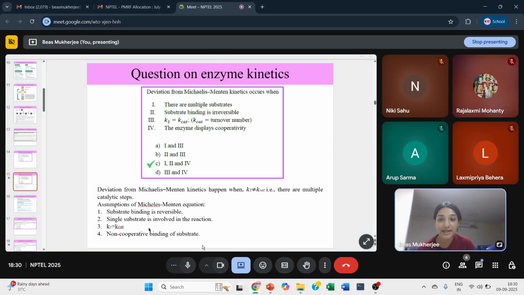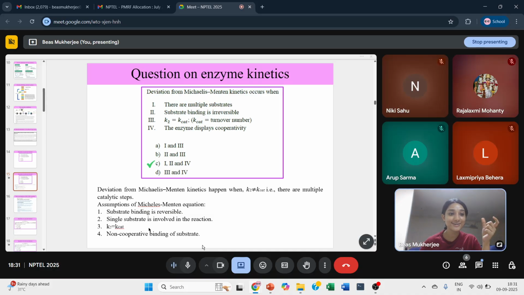So see, deviation happens when, only the Michaelis-Menten equation has all these assumptions, right? One is that substrate binding is irreversible. Sorry, it's reversible. That is an assumption that we have. Second is that a single substrate is there in the reaction. That is also one more assumption. K2 is equal to Kcat. That is another assumption. So you can see we have already discussed so many assumptions, and here we are seeing even more assumptions.